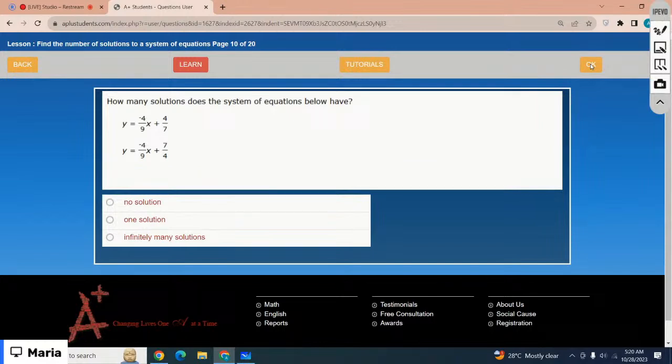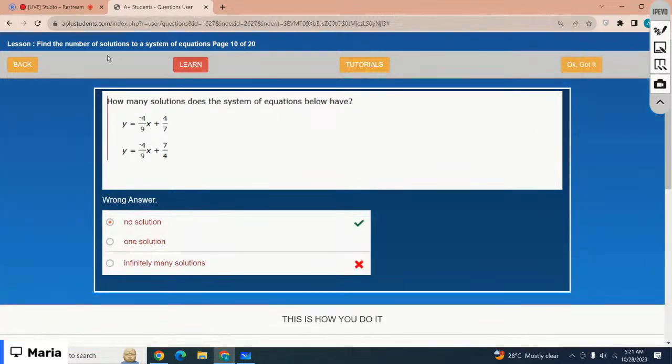So the equations are identical. They have infinitely many solutions. Very good.